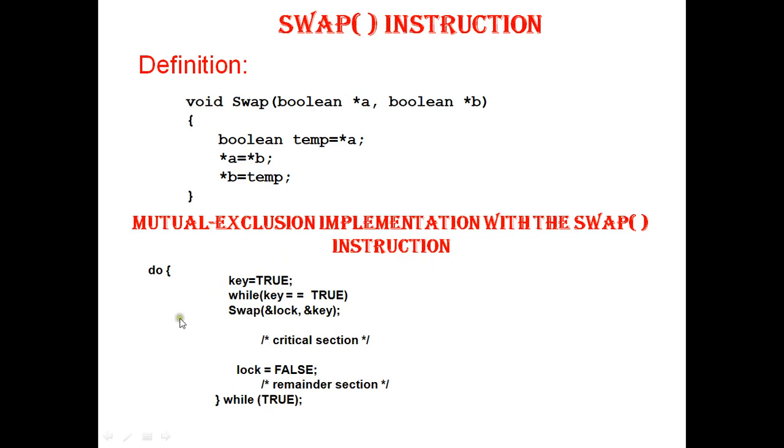If the system supports the swap instruction, then we can say that the mutual exclusion property can be provided for process Pi. When mutual exclusion is provided for process Pi, this is how the general structure of process Pi looks with respect to the swap instruction.